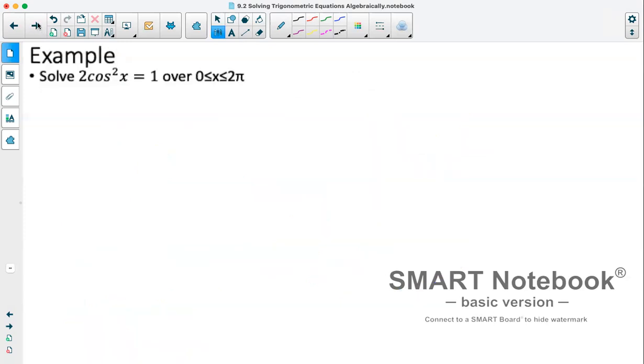Now, an additional thing that we didn't have to deal with in Precal 11, but we now have to deal with in Precal 12, is having exponents on our trig functions. So our first step is still to get that trig function on its own. So we're going to move this 2 to the other side by dividing both sides by 2. So this gives us cos squared x equals 1 over 2.